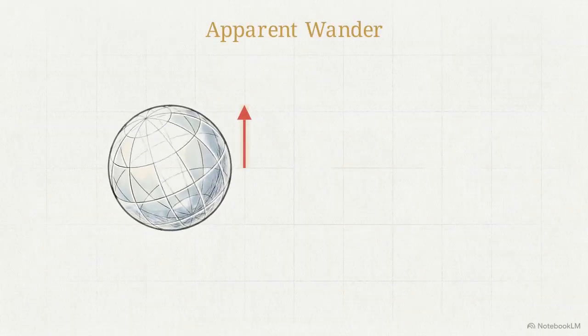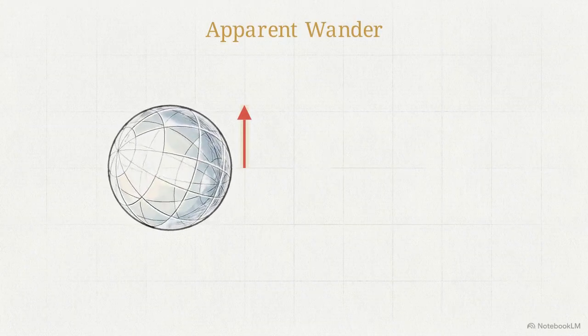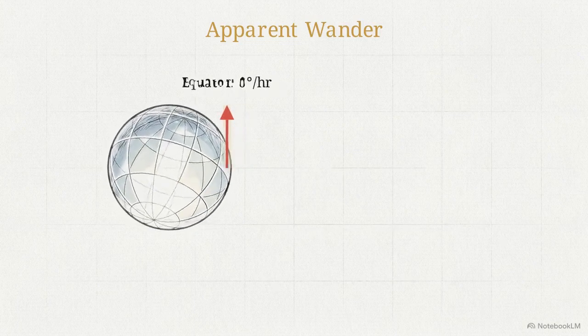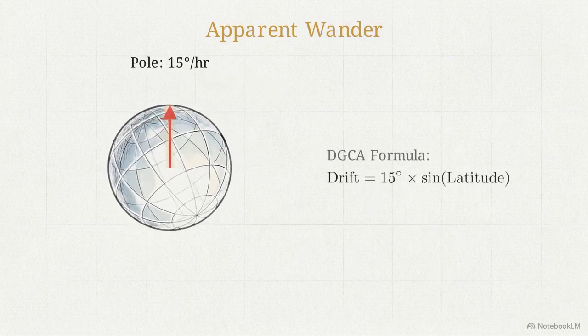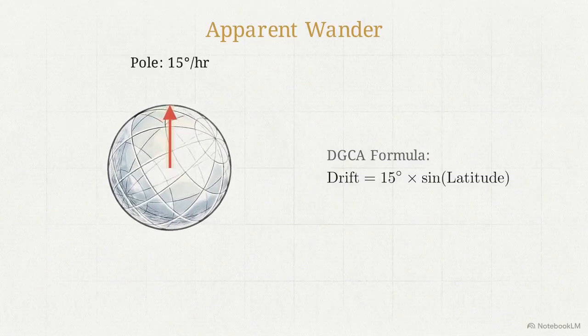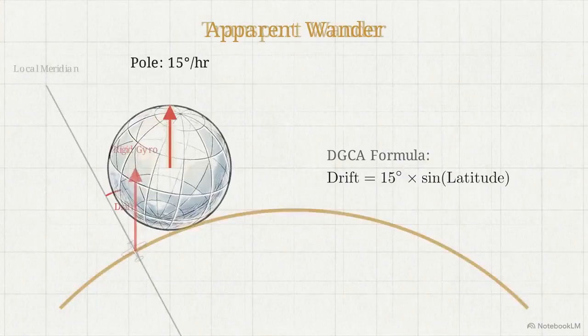Apparent wander is an illusion caused by the Earth rotating beneath the fixed gyroscope. Drift is zero at the equator and maximum at the poles. The DGCA formula for this drift is 15 times the sine of the latitude, yielding degrees per hour.